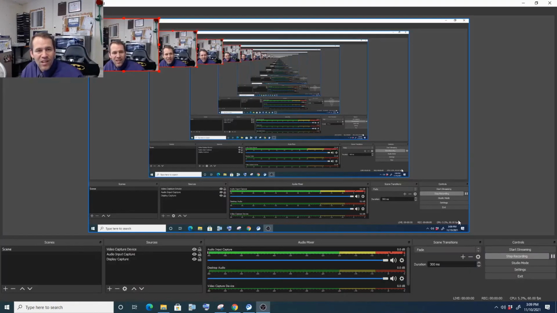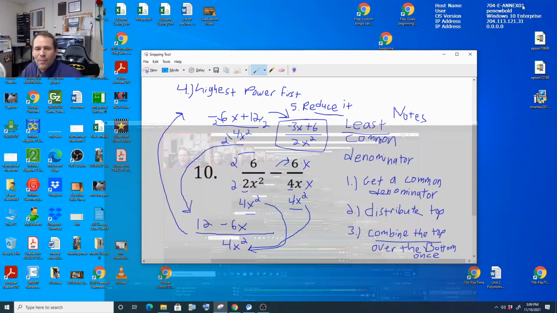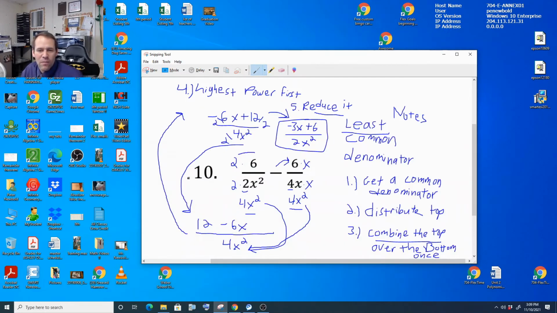And we're back finishing up that problem. My computer ran out of memory, so I'm going to have to splice these videos together. What happened? So we were just finishing number 10. And so we combine the top over the bottom once. So to combine the top, we do 2 times 6 is 12. Negative times the 6x, that negative symbol, subtraction.